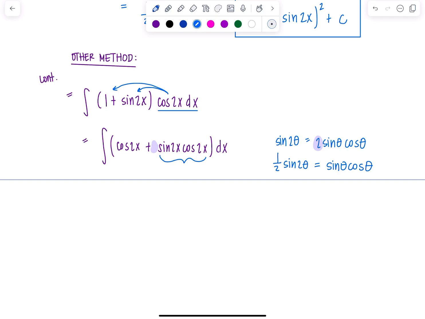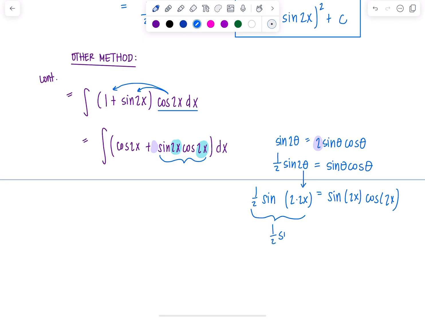Well, what's theta in this integral we're working on? Theta is 2x. So if I have sine 2x cosine 2x, replace theta with 2x over here, you'd have 2 times 2x, right? So then I can replace all of this sine 2x cosine 2x with 1/2 sine 4x. This right here, 1/2 sine 4x. And what that lets me do is have a simpler term, and then I don't need to u sub to finish off the integral, in case you have some sort of aversion to u sub.